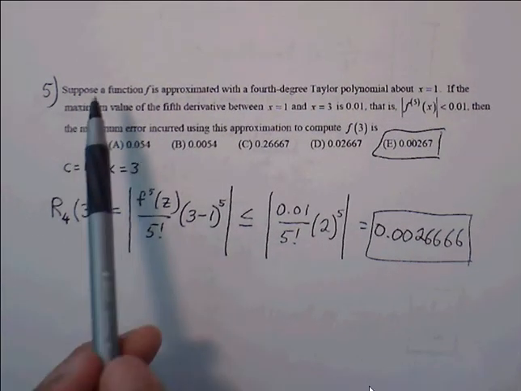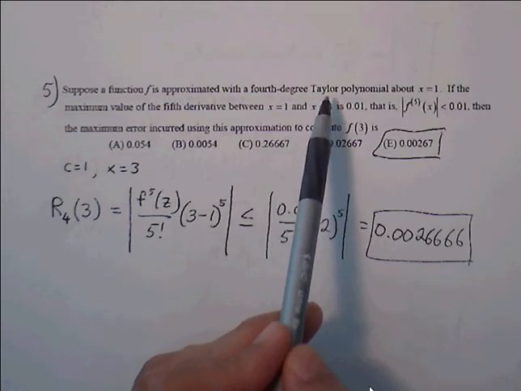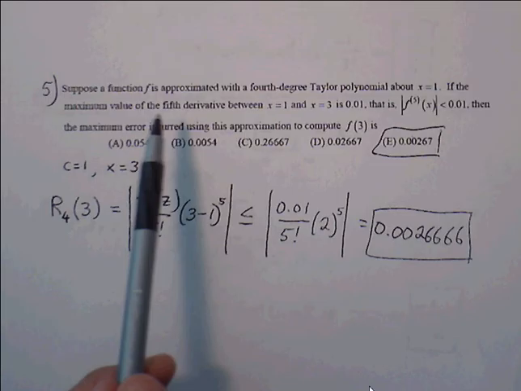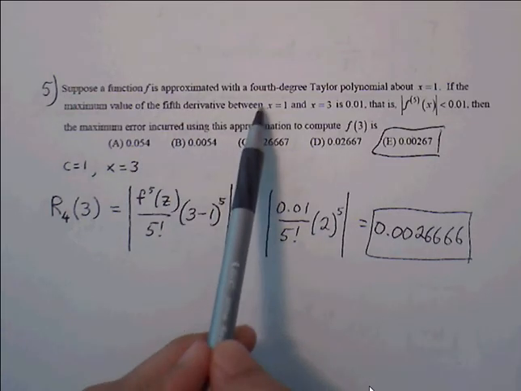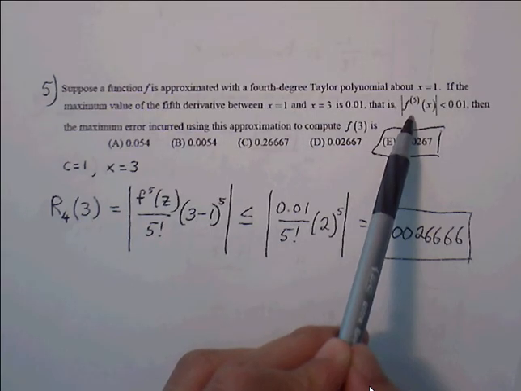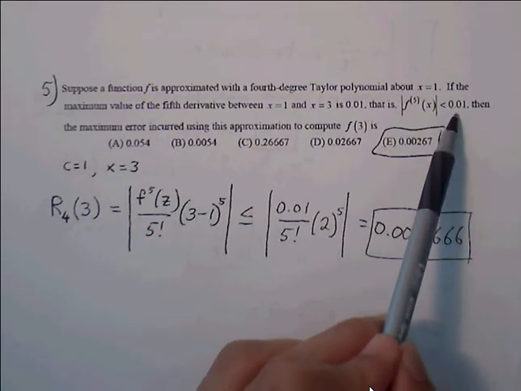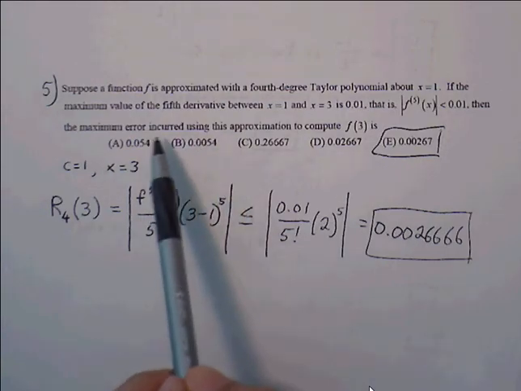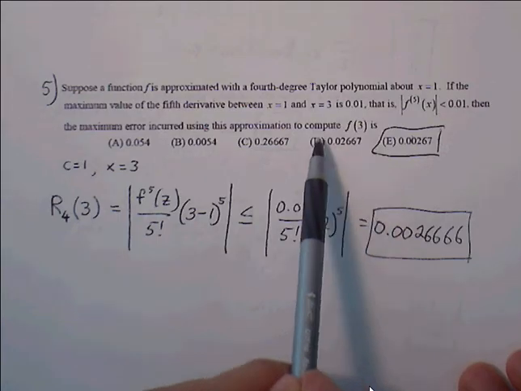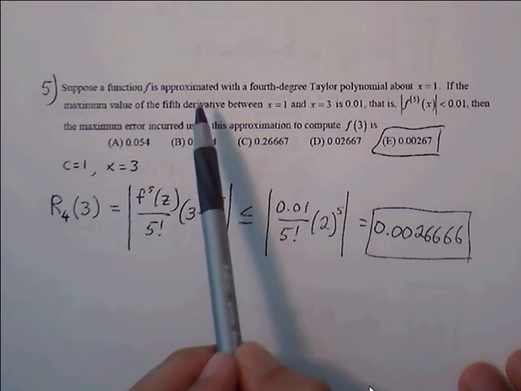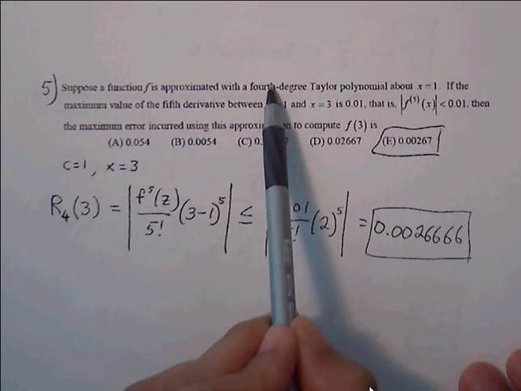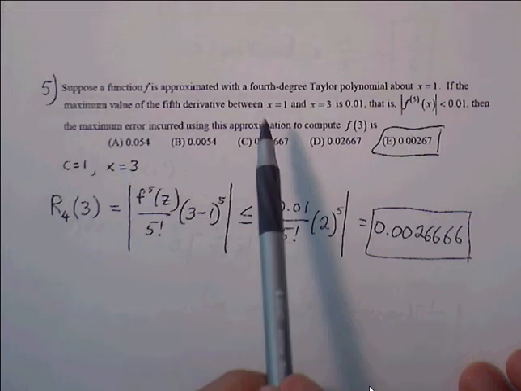Okay, number 5 here. We're trying to approximate the 4th degree Taylor polynomial about x equals 1. The maximum value for the 5th derivative between 1 and 3 is going to be 0.01. That is, the 5th derivative evaluated at x cannot be greater than 0.01. Then the maximum error incurred by using this approximation to compute f of 3 is, so we want to use the 5th derivative to show the maximum error for the 4th degree Taylor polynomial.